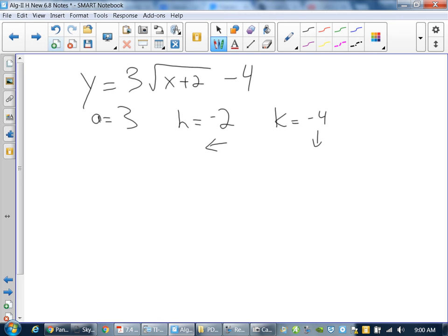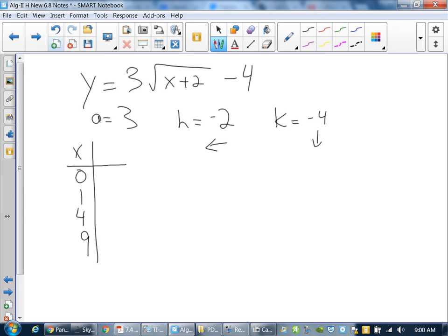Okay? So we do the same basic idea. I'm going to take my parent function and pick out very generic numbers for x: 0, 1, 4, and 9, because those are my first set of perfect squares.